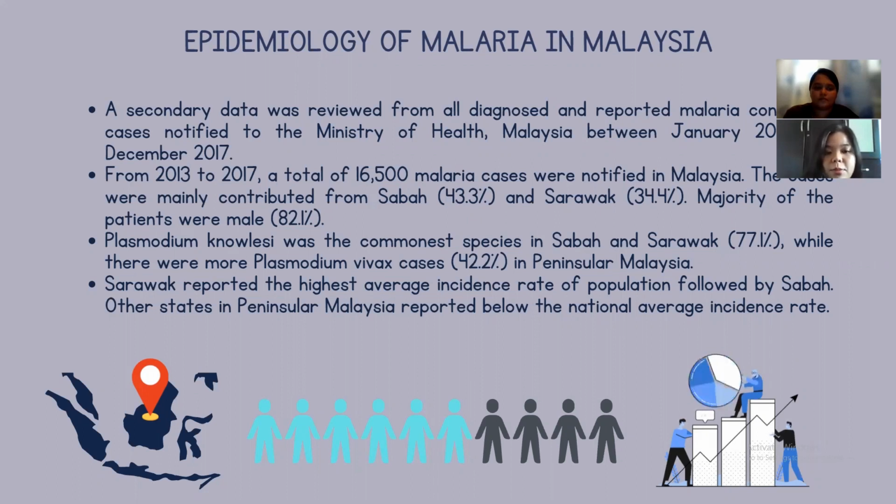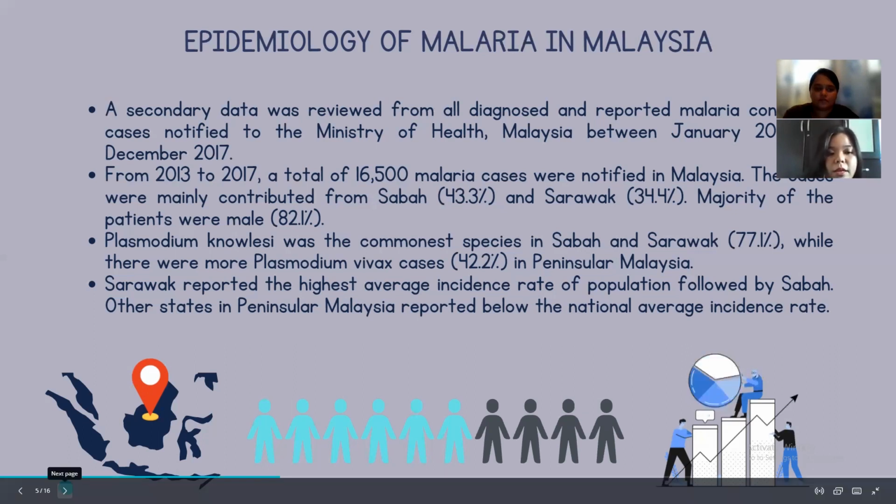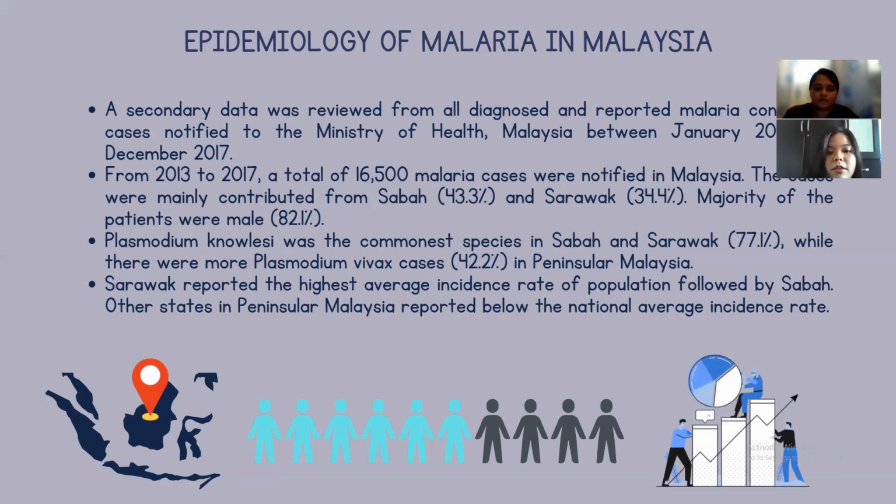Knowlesi was the commonest species in Sabah and Sarawak, which is 77.1%, while there were more Plasmodium vivax cases, which is 42.2%, in Peninsular Malaysia. Sarawak reported the highest average incident rate, followed by Sabah, and other states in Peninsular Malaysia reported below the national average. Next.